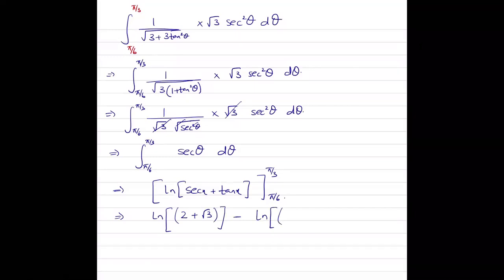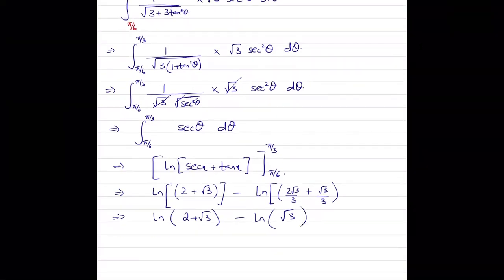So that is 1 upon cos pi by 6. That is 2 root 3 upon 3, plus tan pi upon 6 is root 3 upon 3. Ln 2 plus root 3 minus ln 2 root 3 upon 3 plus root 3 upon 3 is 3 root 3 upon 3. That is just root 3.